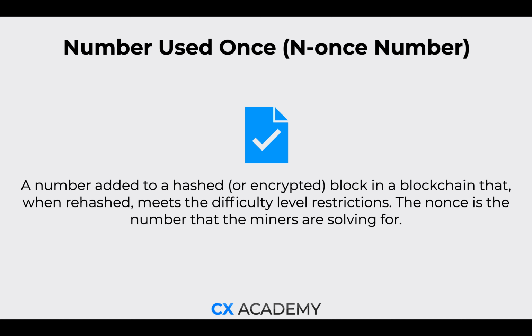So then, the number used once, or the nonce number. So this is the number added to the hashed or encrypted block in the blockchain that, when rehashed, meets the difficulty level restrictions. Okay, the number used once is the number that miners are solving for.